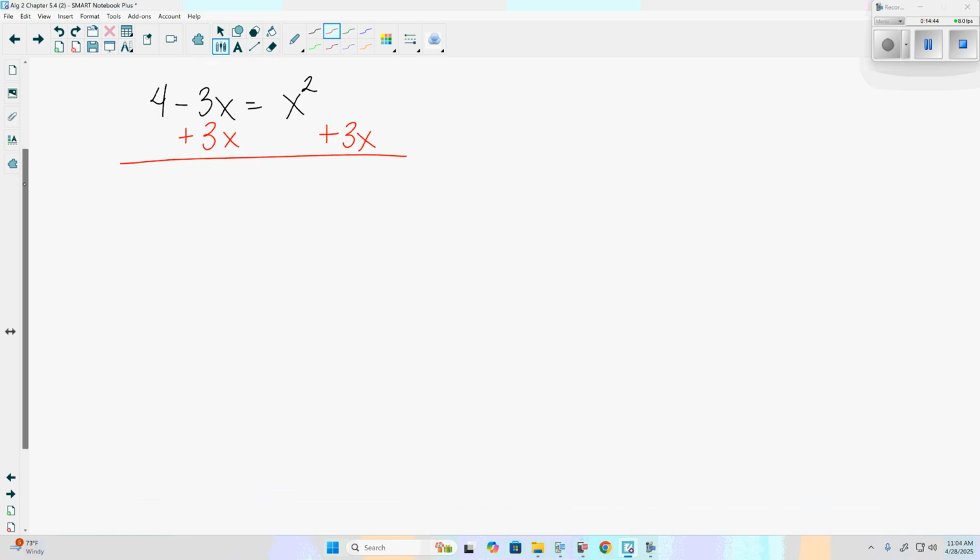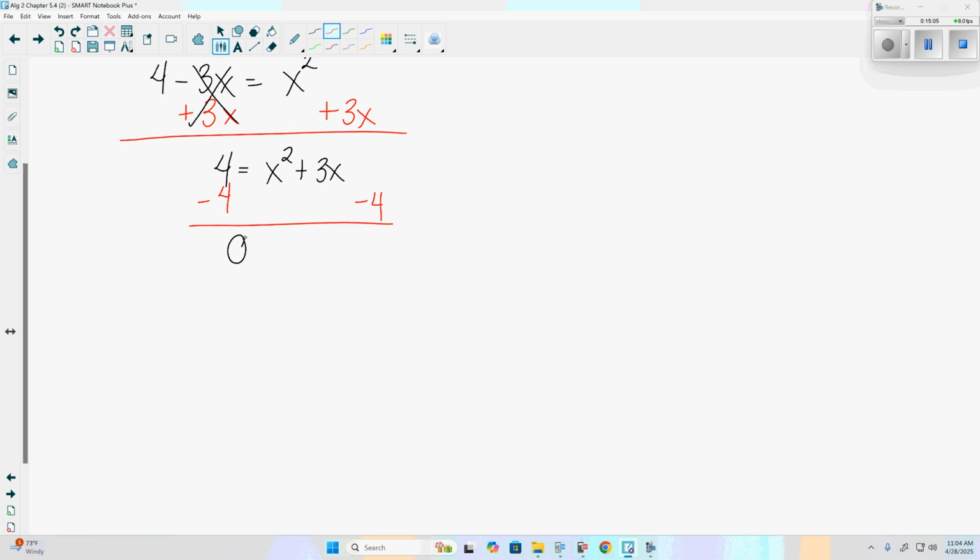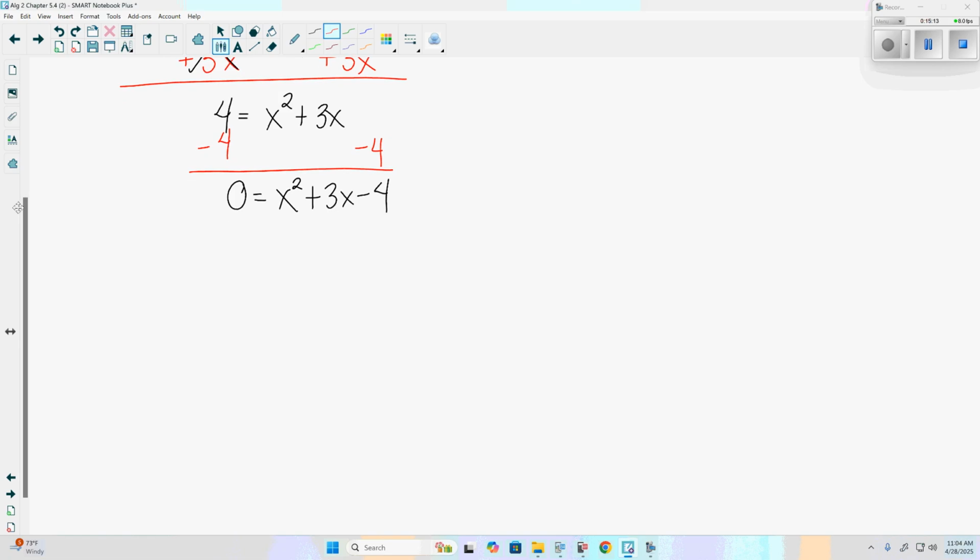We do have a variable to the first power, so we can add 3x to both sides, because negative 3x plus 3x is going to give us 0, leaving us with just 4. X squared plus 3x is exactly that, x squared plus 3x. Again, we still need to get this equal to 0, so we can subtract 4 from both sides, telling us 0 is equal to x squared plus 3x minus 4.